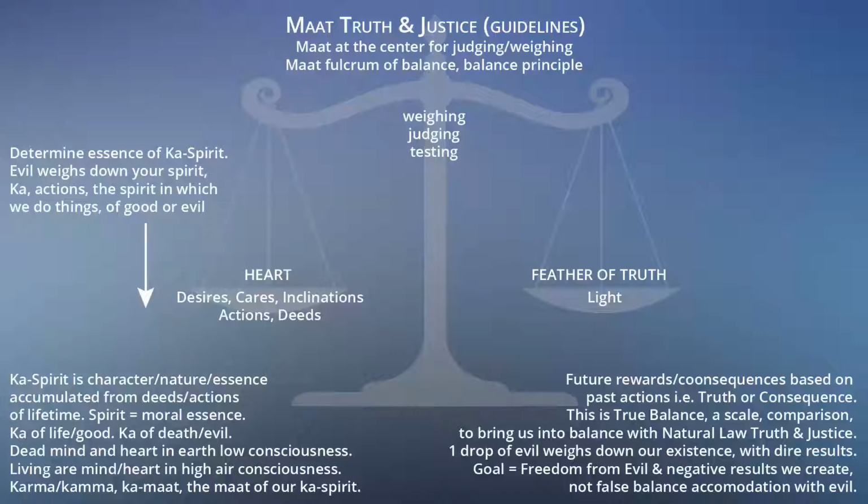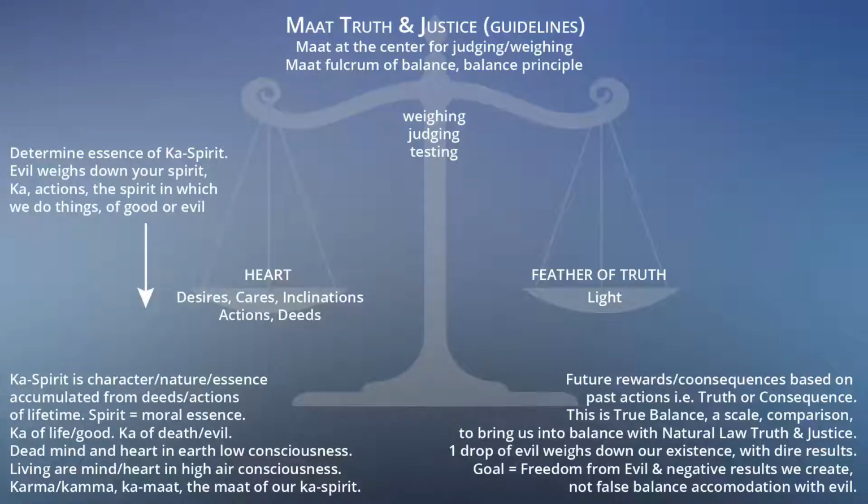So, the Ka spirit is the character, nature and essence accumulated from our deeds and our actions of our lifetime. Spirit equals moral essence, the Ka of life or good, or the Ka of death and evil. So to be dead in mind and heart is to be in earth, low consciousness, and the living are in mind and heart in high air consciousness. So karma and kama, ka-ma'at, is the ma'at of our ka, which is our spirit. So our ka spirit living in ma'at. That's what it's all about. That's it, that's all.